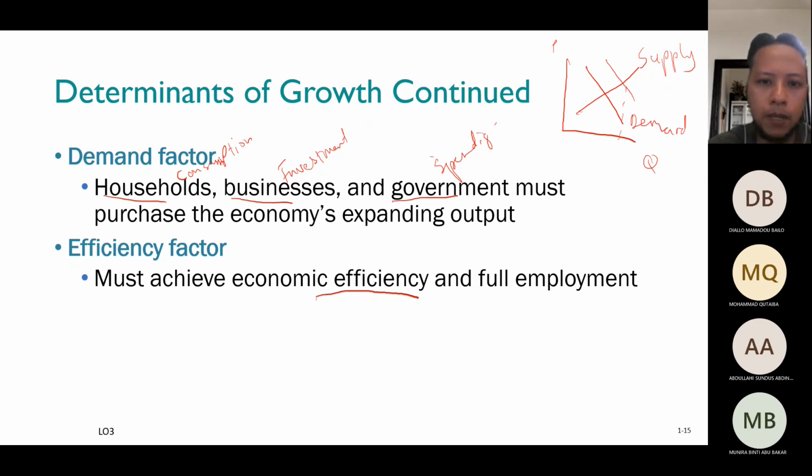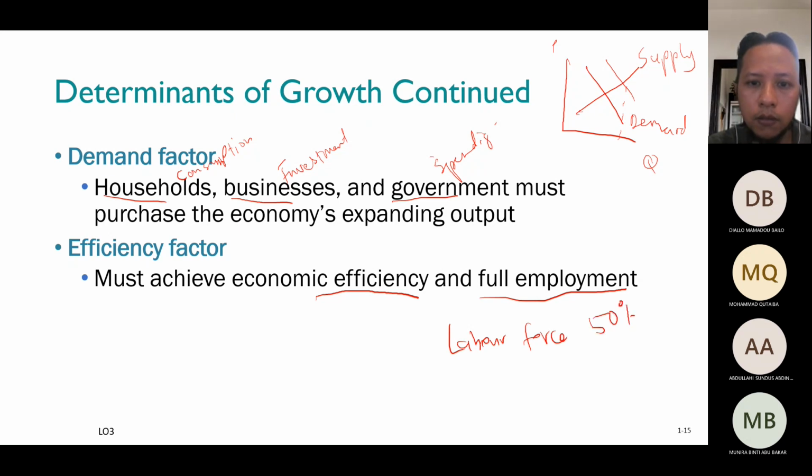Another part is full employment. In your labor market, for example, if you have a labor force of 50% of your population. In Malaysia, we have around 32 million population, but the people in the labor force is around 15 million, if I'm not mistaken. So around 50%. How much of this 15 million is actually working? How many are working?